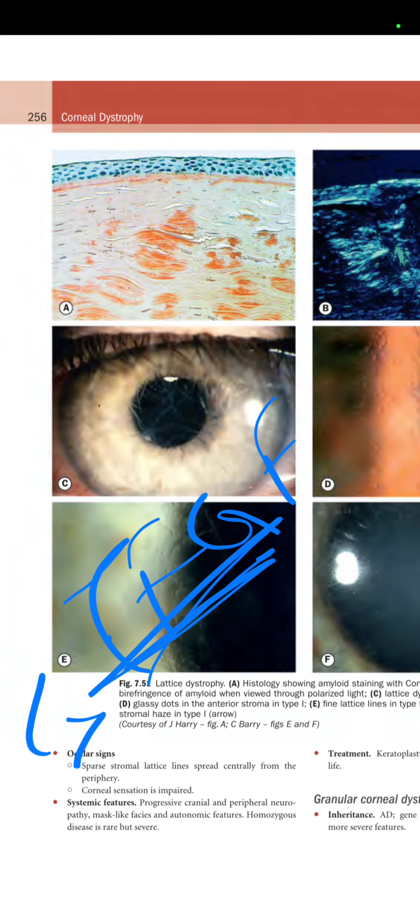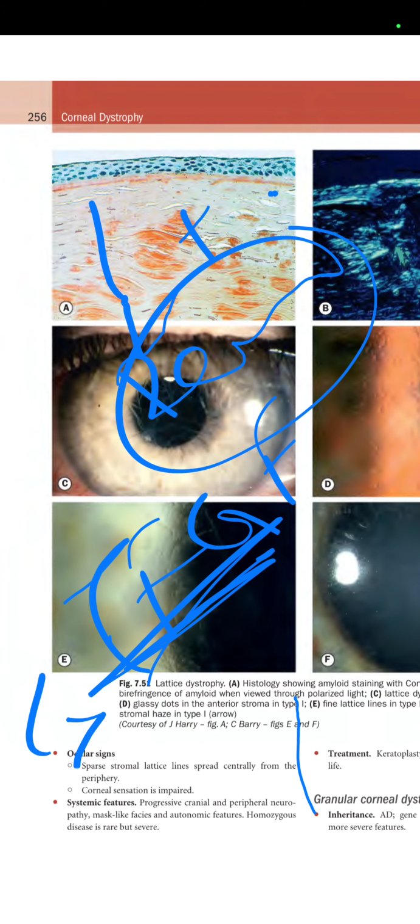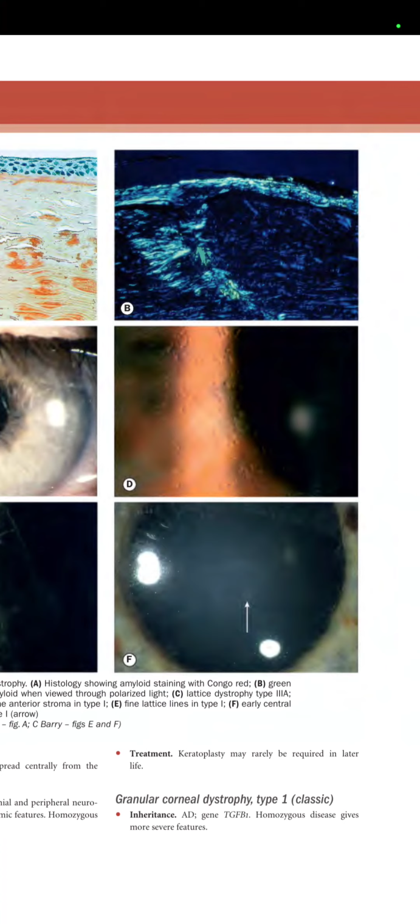Corneal sensation is impaired. Systemic features are a progressive cranial and peripheral neuropathy, mask-like faces and autonomic features. Homozygous disease is rare, but remember that with the second type there will be peripheral neuropathy or cranial nerve involvement. Treatment: keratoplasty may rarely be required in later life.